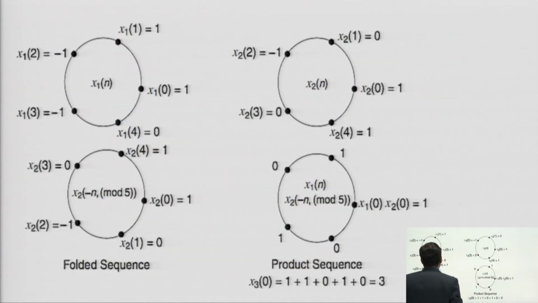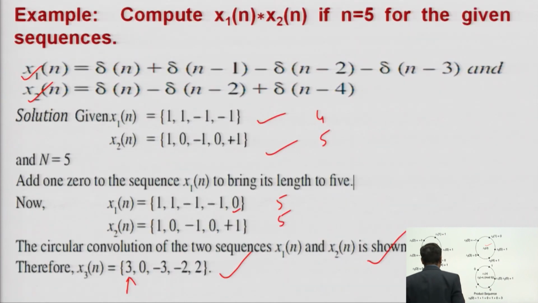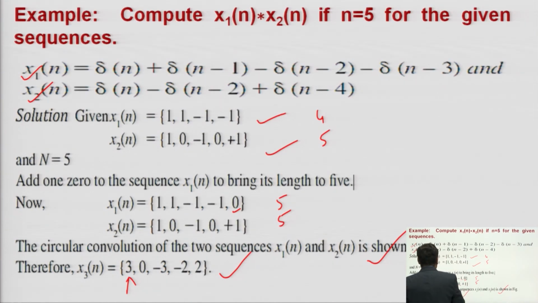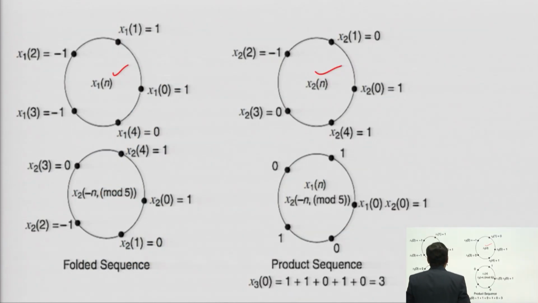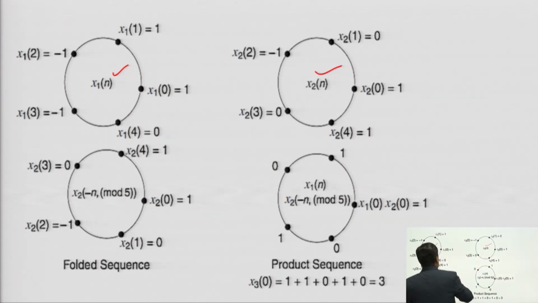At first you are representing your sequences x1 n and x2 n. In circle form you have to represent the signals. So, x1 n is 1 1 minus 1 0, and similarly x2 n is 1 0 minus 1 0 1. These two are your original sequences.